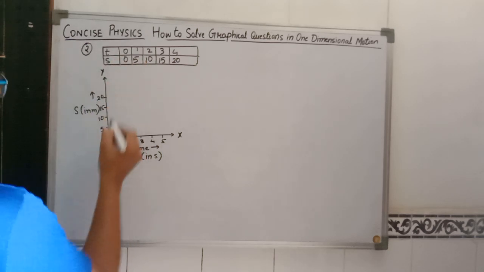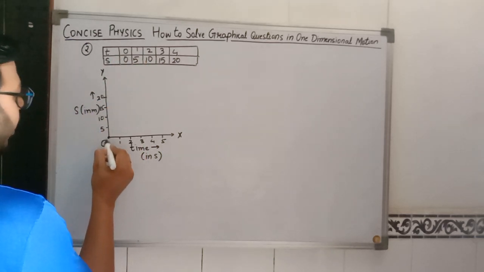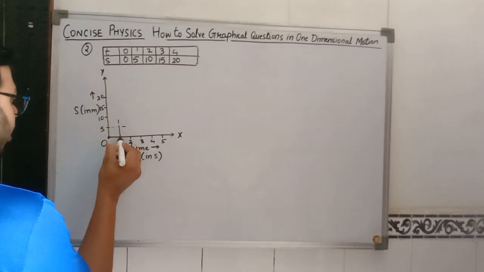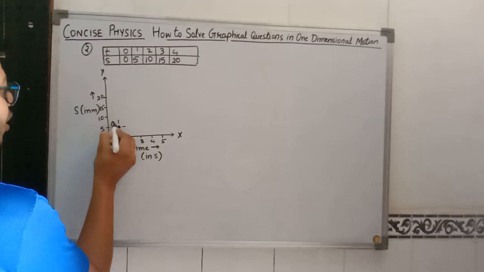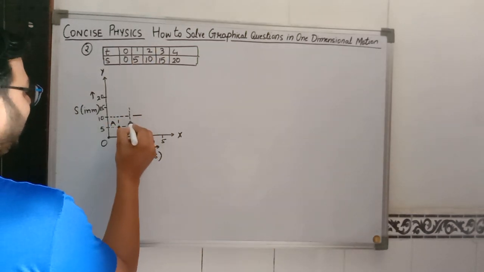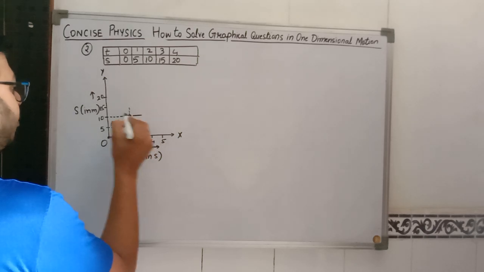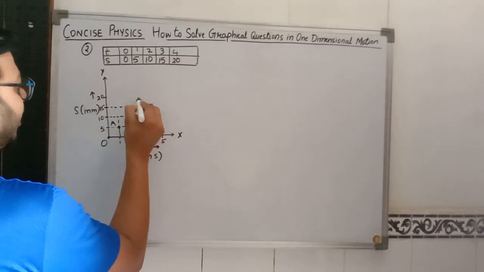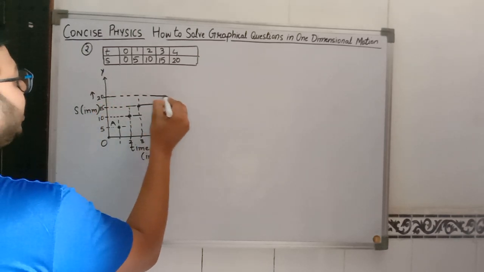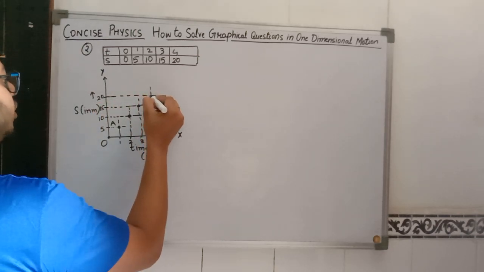So the first point is 0, 0. The first point lies over here. Second point 1, 5. So one perpendicular line from here, one here. This is the second point A. Next point is 2, 10. So this is 10 and this is 2. This is the third point. After that 15, then 3. So this is the fourth point. After that 20 and 4. So this is the last point.